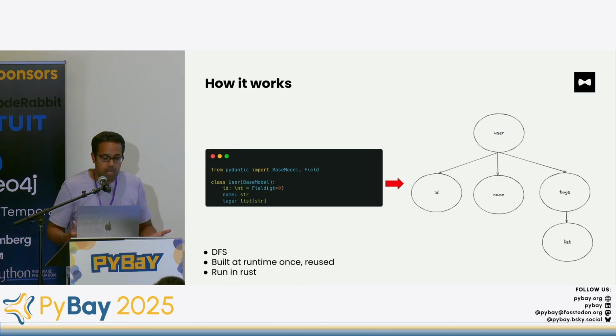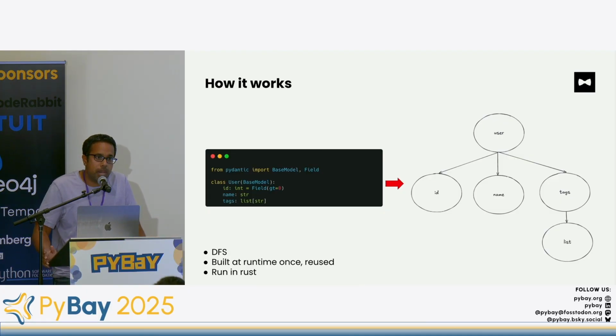How does it work? We don't really need to know this, but as an engineer, I think we all should take a little bit of time to understand what's going on underneath the hood. Pydantic relies upon a library called Pydantic core. This is written in Rust. And what Pydantic does is it creates a graph schema, which is what you see on the right, and it traverses it one by one.